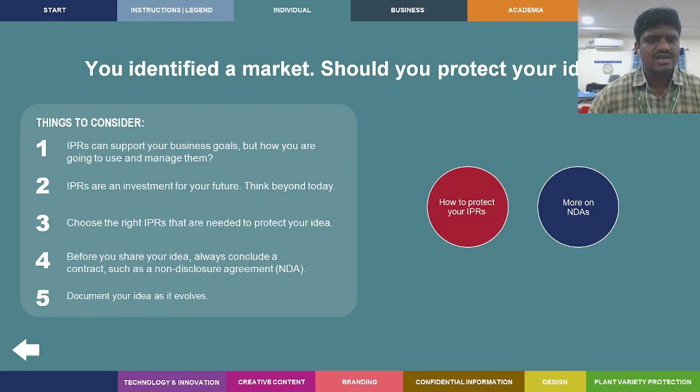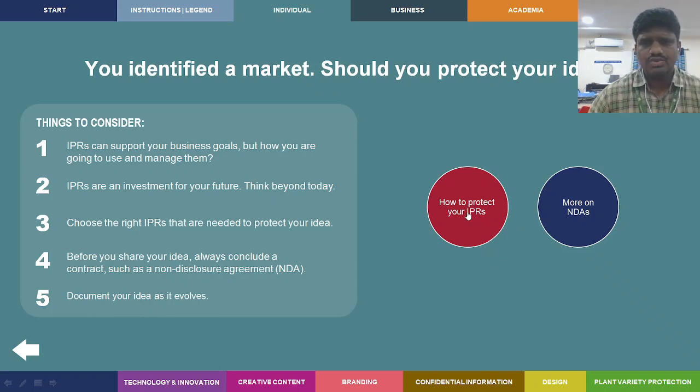Choose the right IPRs that are needed to protect your idea. Very important, because we have so many intellectual property rights. Okay, Indian IPRs are there, worldwide IPRs are there, US IPRs are there. So like that, we have different types of IPRs. So wherever you want to do business with your product, you have to file the IPR. Before you share your idea, always conclude a contract such as a non-disclosure agreement (NDA). This is also called an NDA with the IPR. Document your idea as it evolves. So this documents how the idea evolves, okay, and it will be protected.